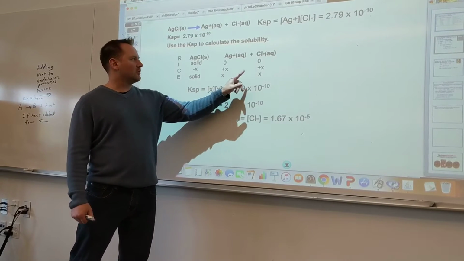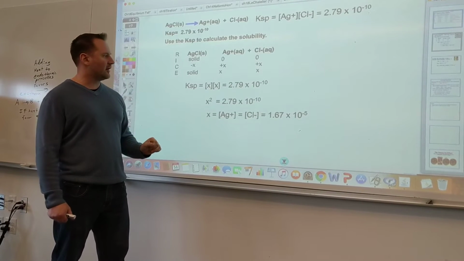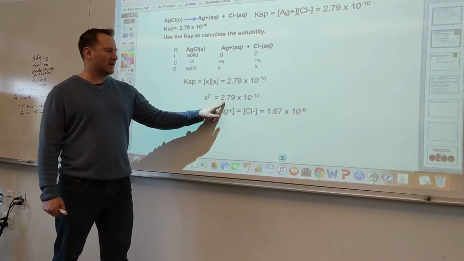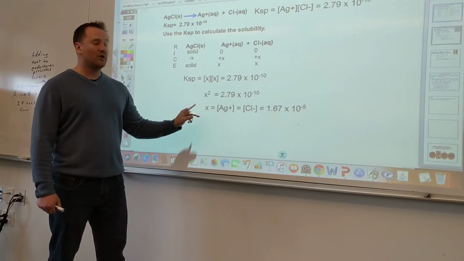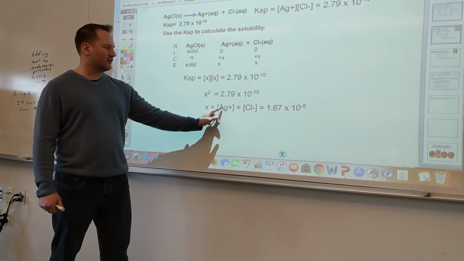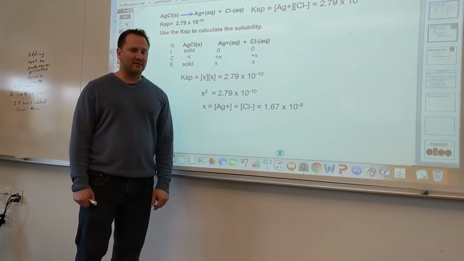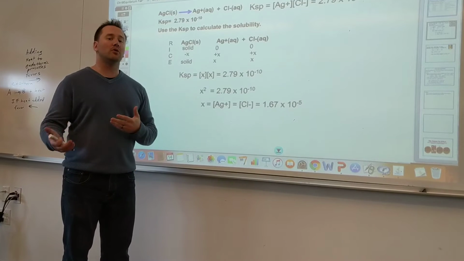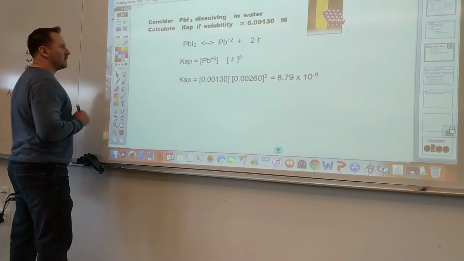So at equilibrium, we're going to use x to represent the concentration of each of the component ions. Therefore, we can say that x squared is equal to our value for Ksp. When we take the square root of both sides, we find that x, which is also the concentration of silver and chloride ions, is 1.6 times 10 to the negative 5th molar. So we can use the Ksp to define the molar concentration of the ions present in a dissolved species.